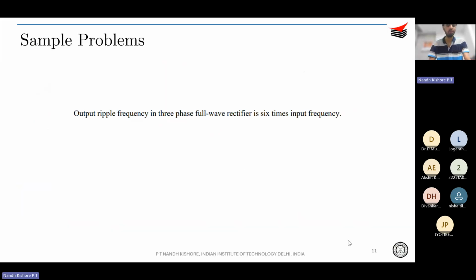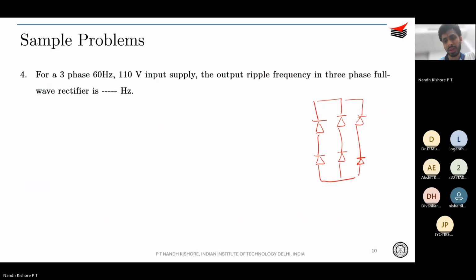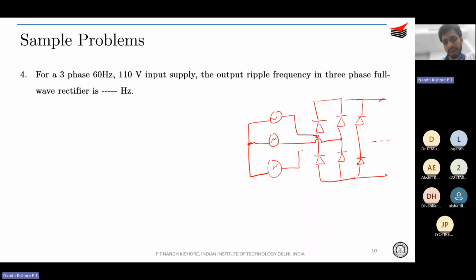Okay, so you would have studied about the topology itself. So what is the topology? You have something like this, correct? So this is connected to the load, and let's say all of this is a balanced three-phase supply. So you have something like this.